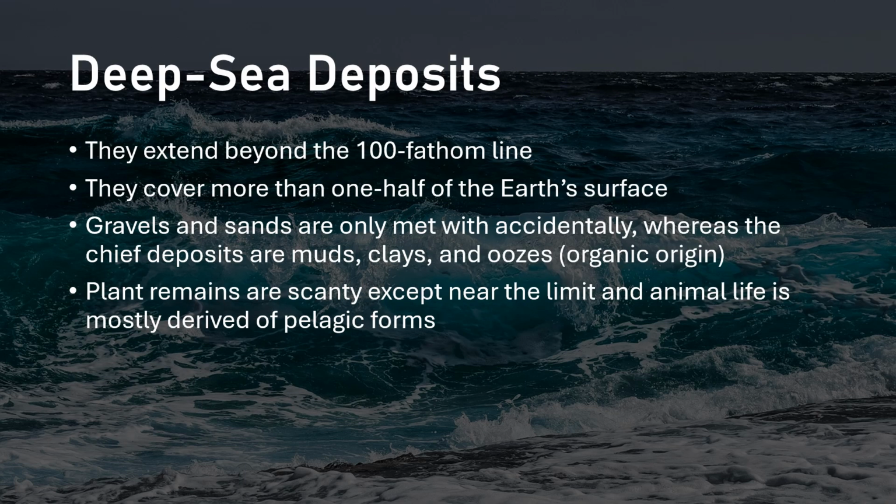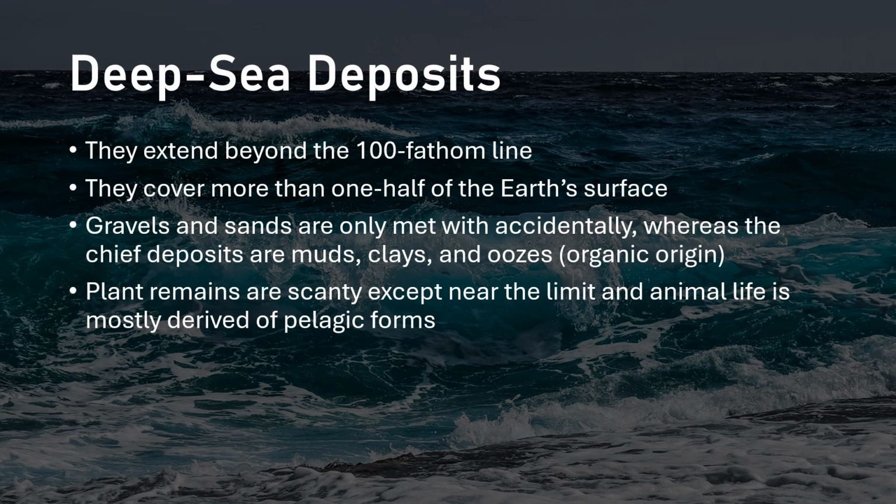Deep sea deposits. These are found on the sea bottom beyond the 100 fathom line down to the greatest oceanic depths. They cover considerably more than one half of the Earth's surface and over 90% of the sea area. Gravels and sands are only met with accidentally in deep sea deposits, where depths over 100 fathoms are near the land. The chief deposits are muds, clays and oozes, the last of organic origin. In certain areas, the deposits are appreciably affected by the detritus of deposited floating ice. There is in general an absence of the phenomena of erosion.